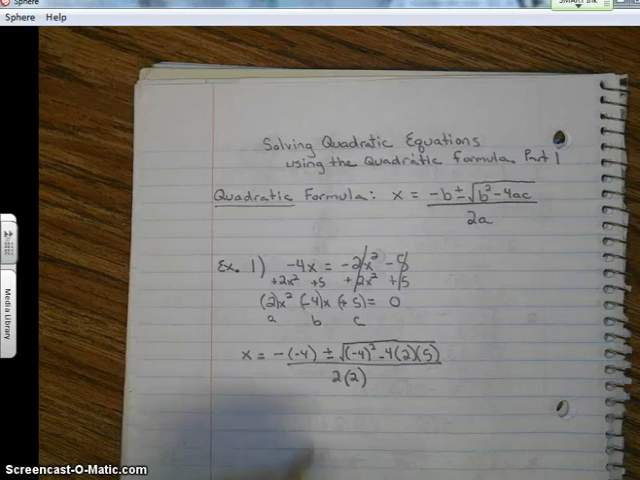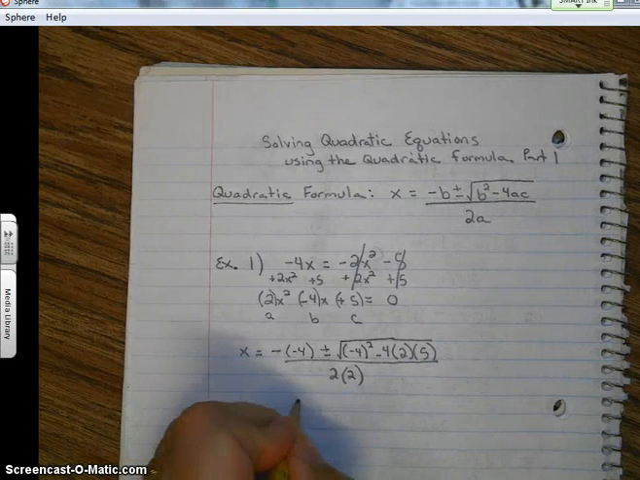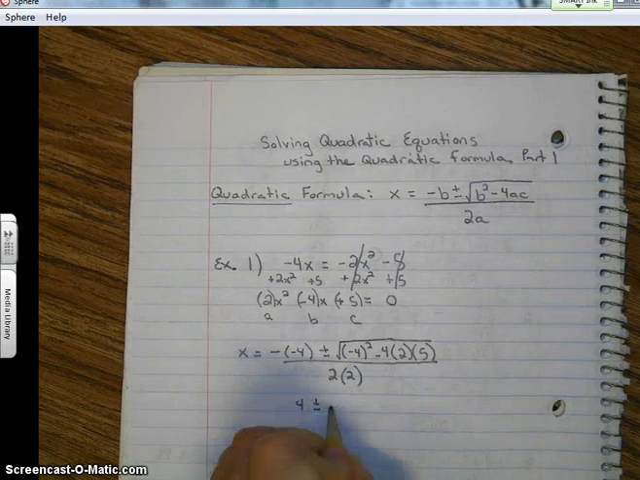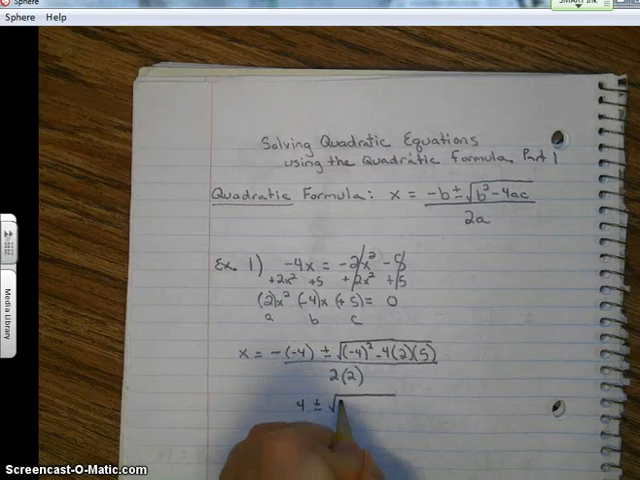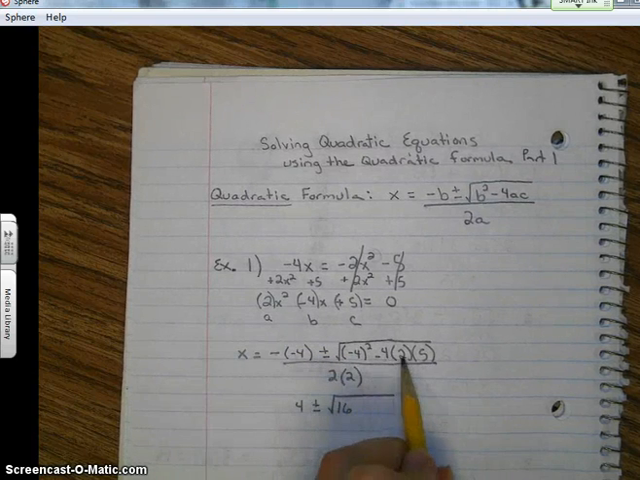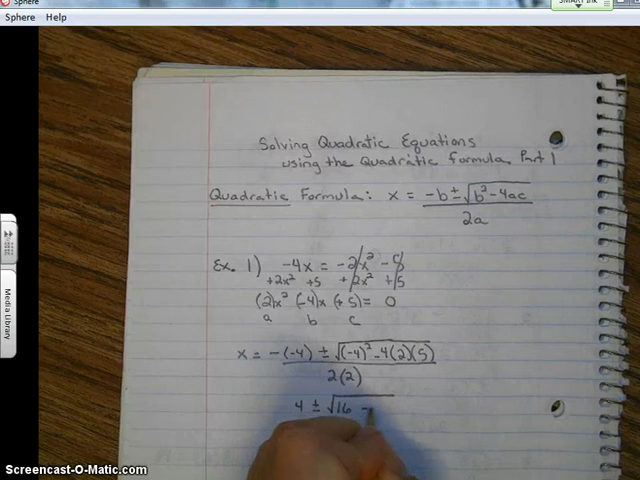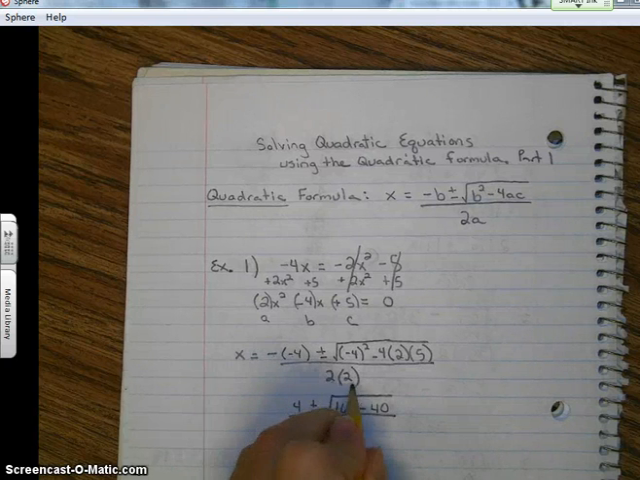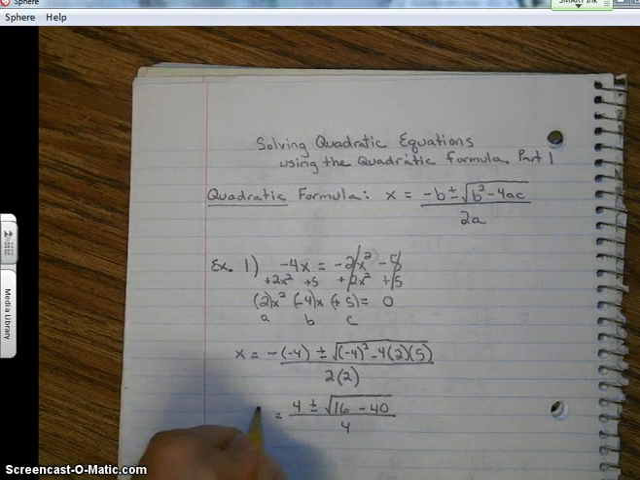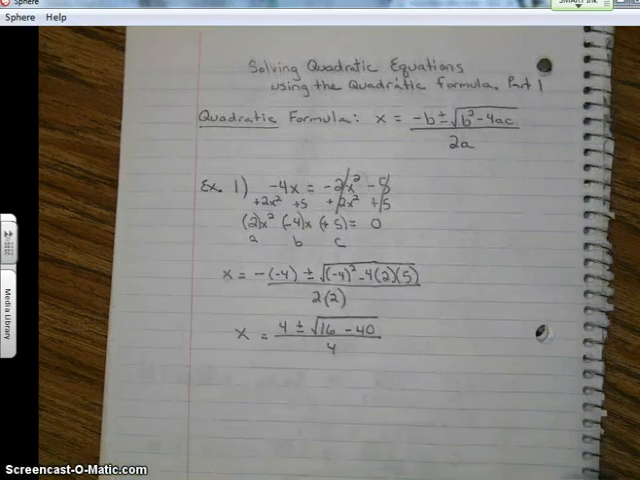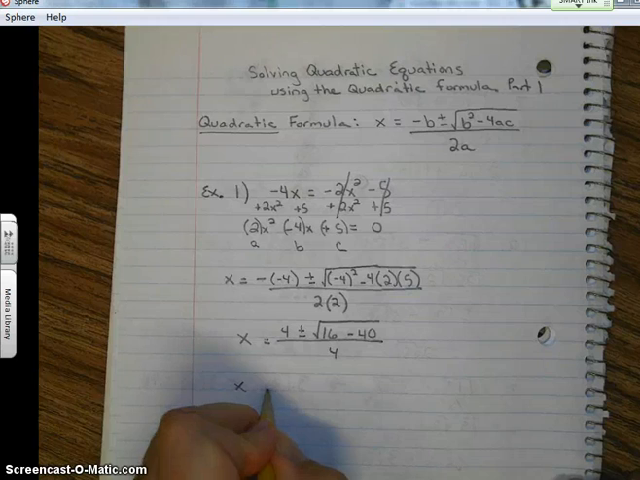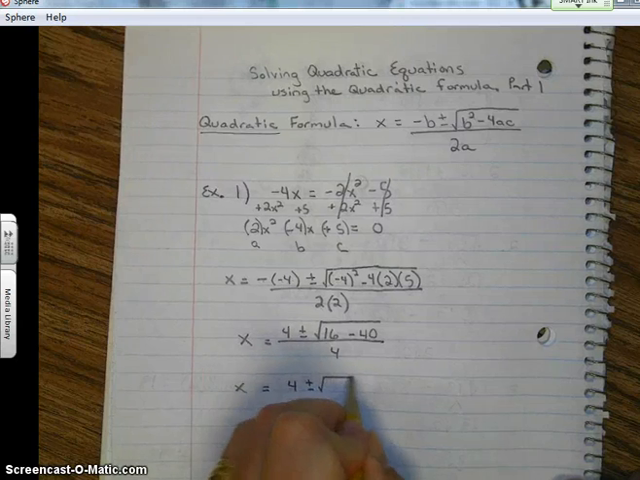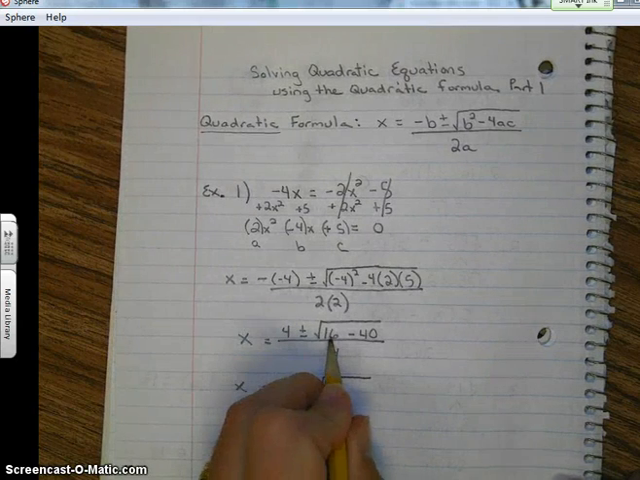Okay, so we have a negative times a negative, which is positive 4. A -4 squared, which is 16. -4 times 2 times 5, that's going to give us -40. And 2 times 2 is 4. Continuing to simplify, we have 4 plus or minus, and underneath the radical we have -24.